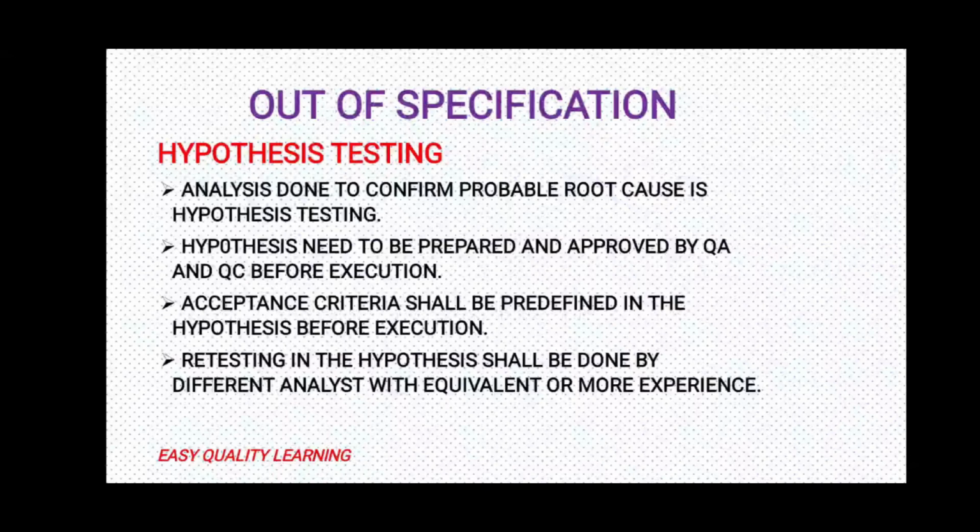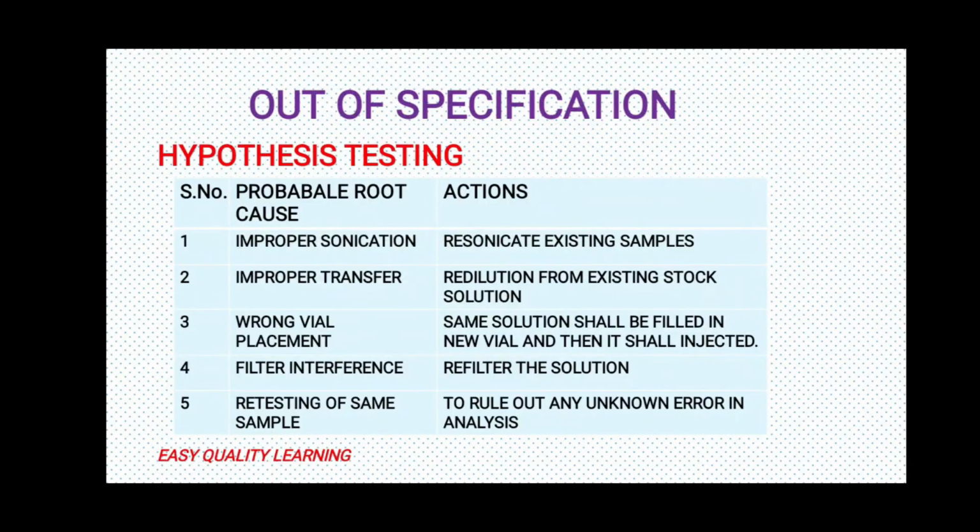Retesting in the hypothesis shall be done by different analysts with equivalent or more experience. So, whoever is doing the analysis for your hypothesis testing should have more experience than the person who has generated the OOS results. These are the probable hypotheses which can generally be executed depending on your investigation. So what can be the probable root cause?